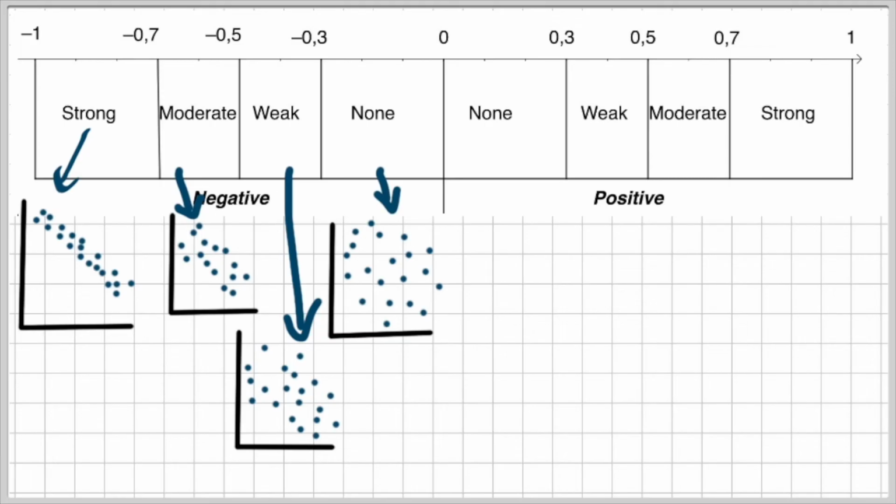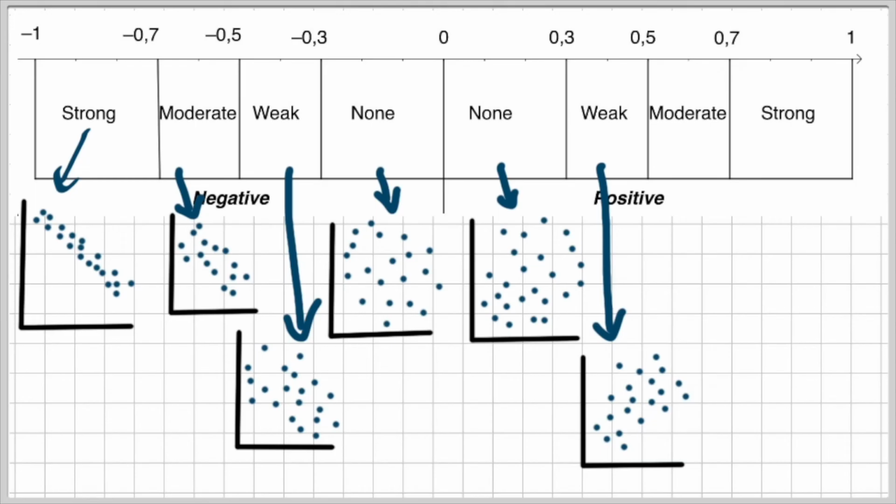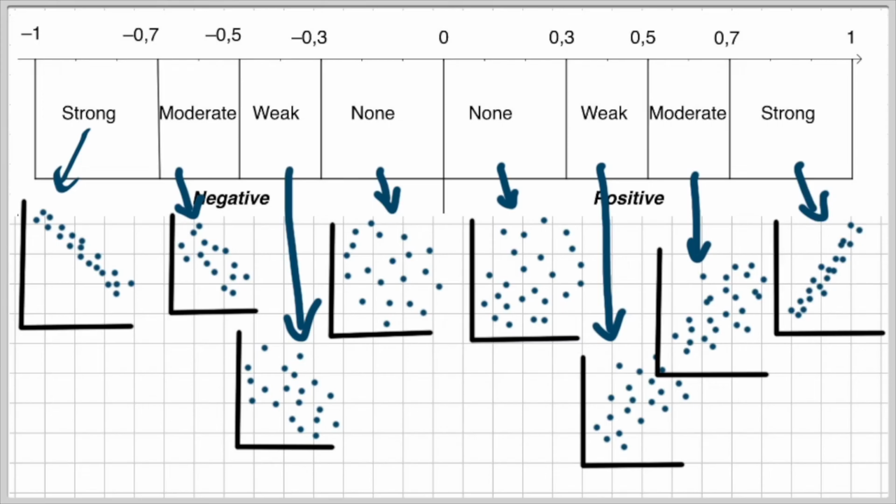Now let's have a look at the positive side of it. First of all, a positive weak or positive no correlation. Ladies and gents, I can't really even try and fit a line through that. It won't really give me anything of value. The closer we go to 1, the more the data lies closer to one another.